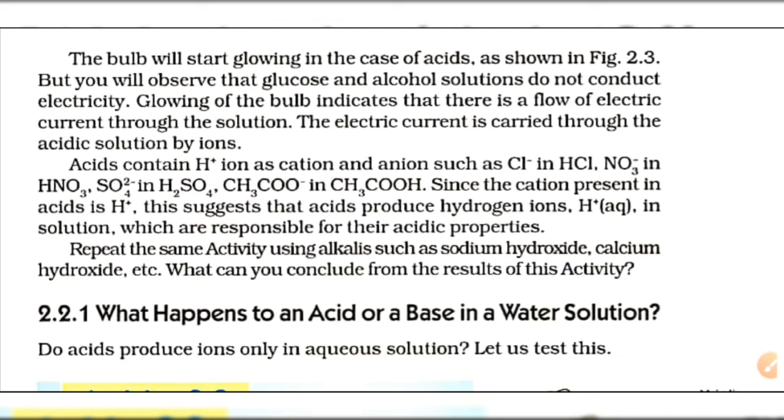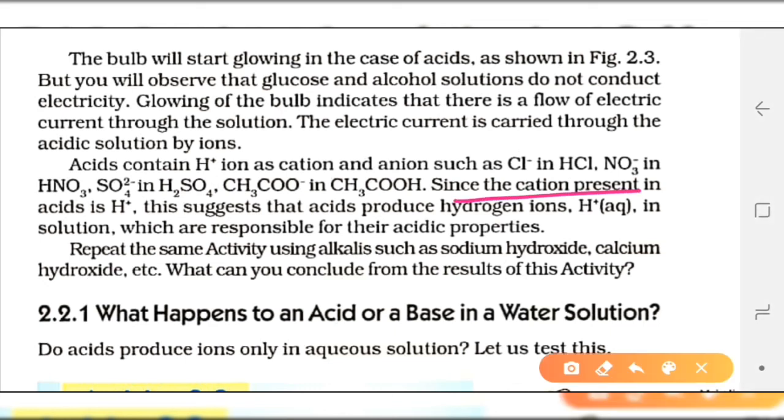Here you can see the cation present in acids is H+. This suggests that the acid produces hydrogen ions, meaning H+ ions, in the aqueous solution, which are responsible for their acidic properties. So these H+ ions are responsible for the acidic property of that substance.